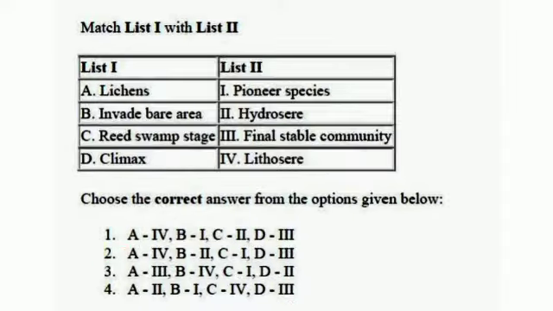In the next match the following, List 1 consists of lichen, invade bare area, reed swamp stage, climax. And List 2 consists of pioneer species, hydrosphere, final stable community, lithosphere. And the right one is option 1, that is lichen, lithosphere; invade bare area, pioneer species; reed swamp stage, hydrosphere; and climax, final stable community.